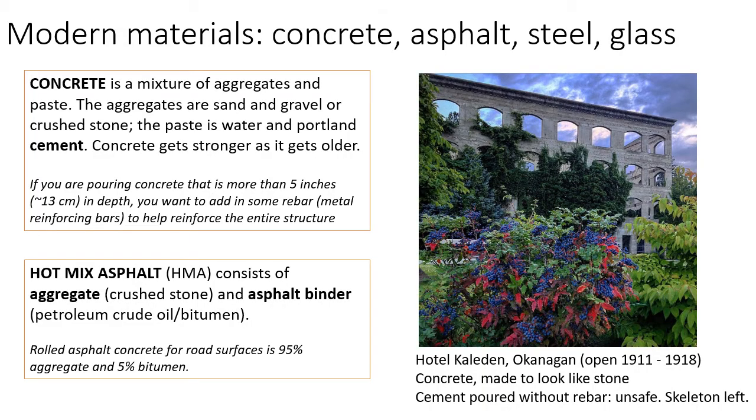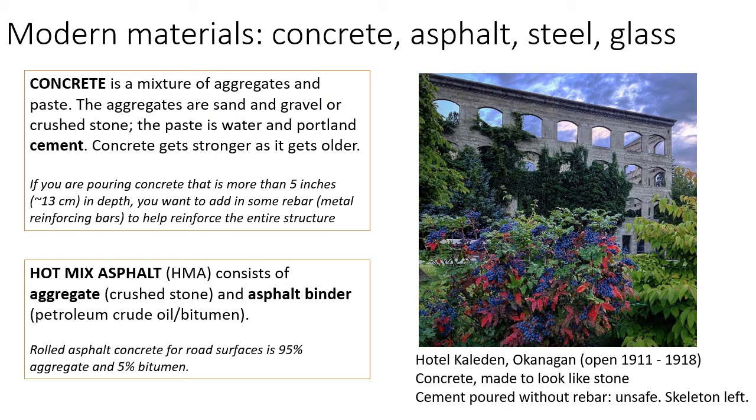Two of the most commonly used modern building materials are concrete and asphalt. The main component of both of these is aggregates, and aggregates are basically crushed rocks of different sizes, so it's sediments and rocks. And then for concrete, the additive is a paste of water and Portland cement, and that sets. However, if you build something that is higher than 10-15 centimeters in depth, you actually need to strengthen it.